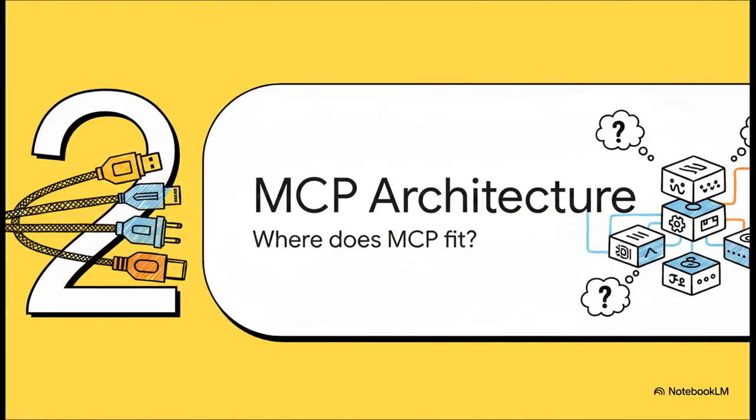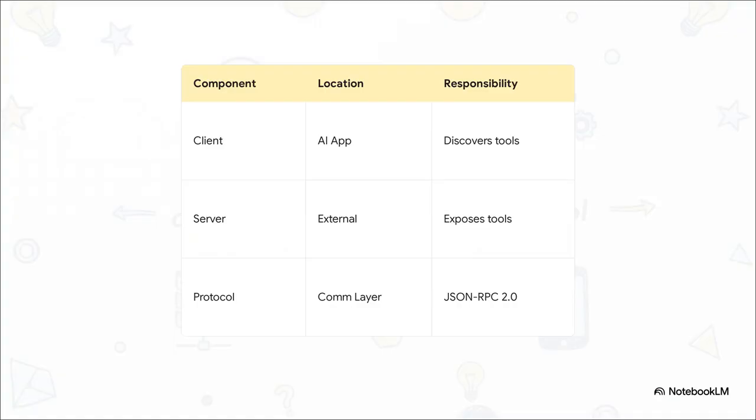Moving right along to Section 2, where MCP fits in architecture. Think of a traditional client-server architecture, but specifically tailored for AI context. We've got three primary components here. First up, the MCP client. Now this lives right inside your AI application, say your IDE or your chat interface. Its main job is to be the requester. It discovers what tools are available and sends out the requests. Second, the MCP server. This one's external. It sits over your data, exposes the tools, and actually executes those requests.